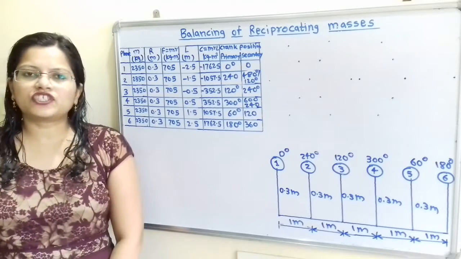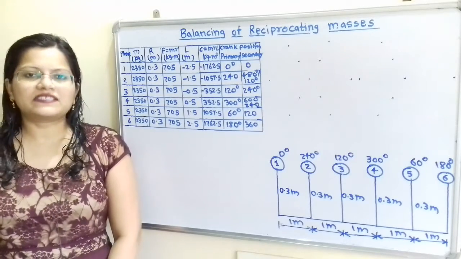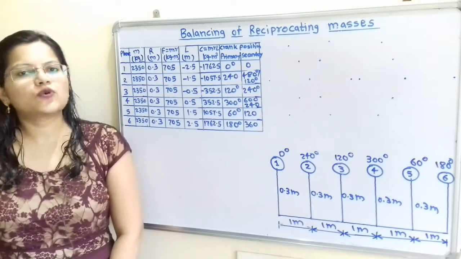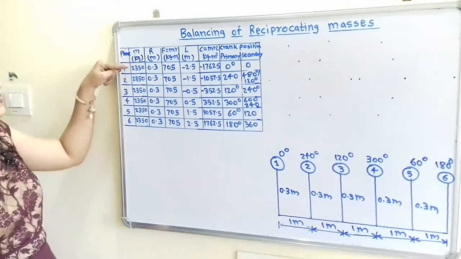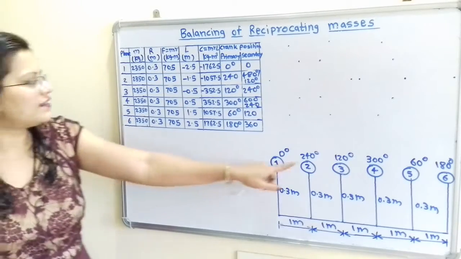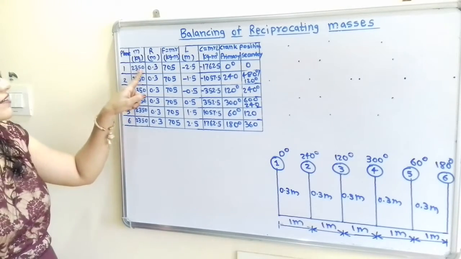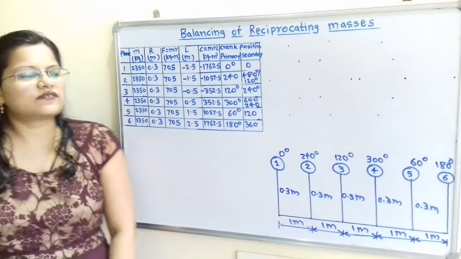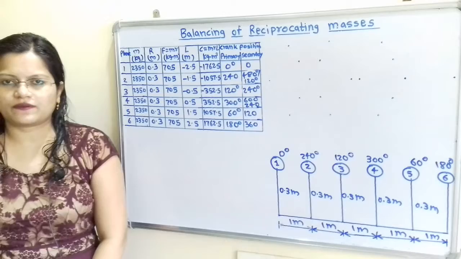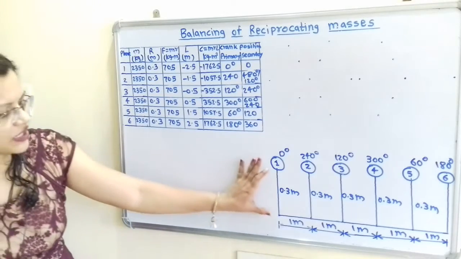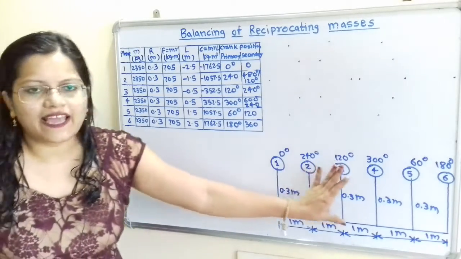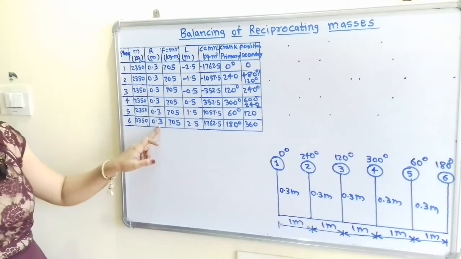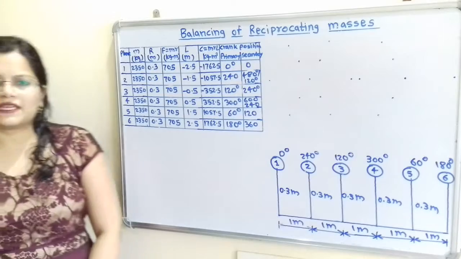Then the second column is for mass in kilogram. We have to mention here the reciprocating mass as well as the rotating mass, so here we will add these two masses. M is constant for all these cylinders, that is 2350 kilogram, and we have to mention this. The next one is the radius of rotation. This radius of rotation is given, that is the crank radius, and it is 0.3 meter, and it is the same for all these planes. So we have to mention this.